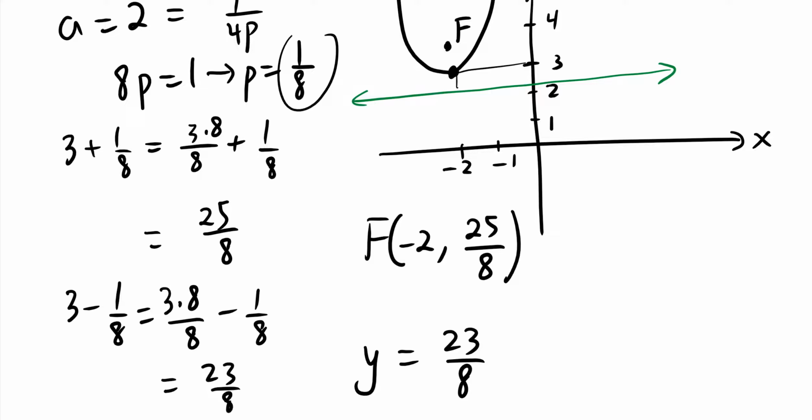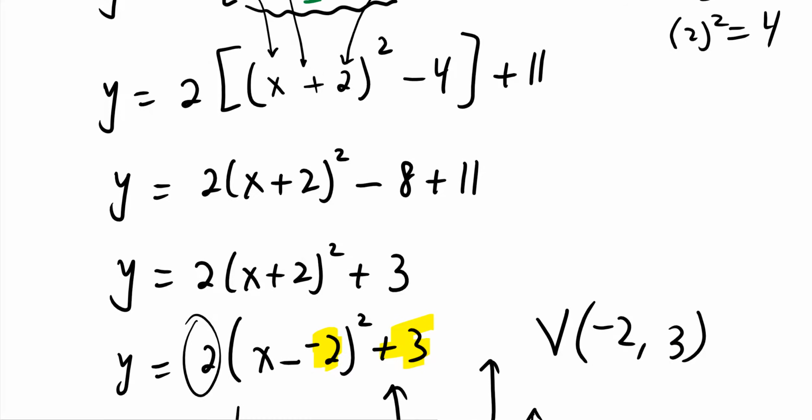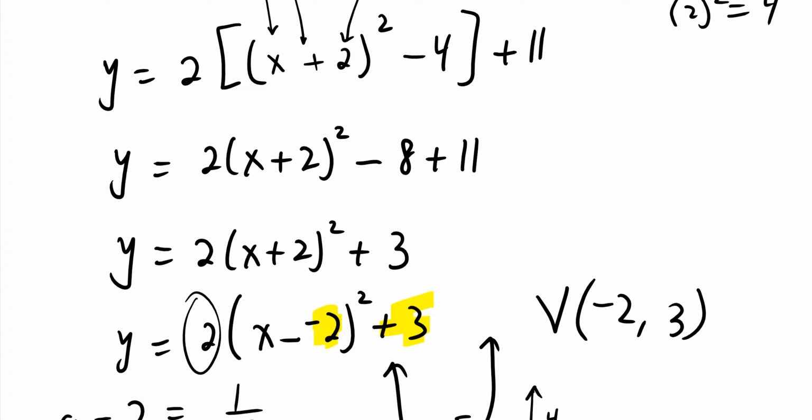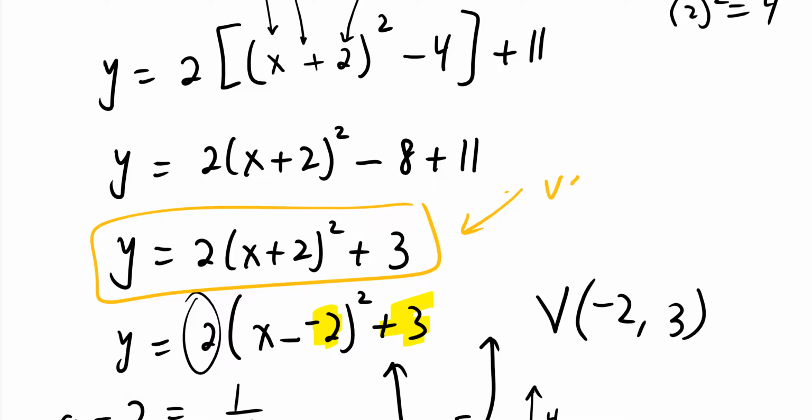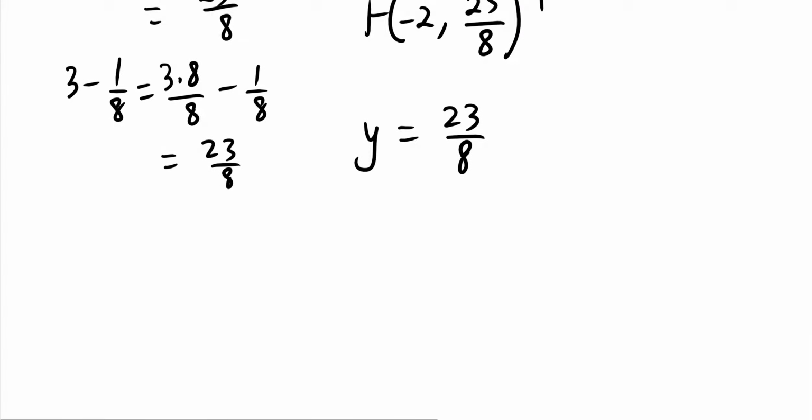So this is what I call the long method. Again, this thing that I got here is called the vertex form, because we were able to write it in a form where you can find right away the coordinates of the vertex, and the given one was in standard form.